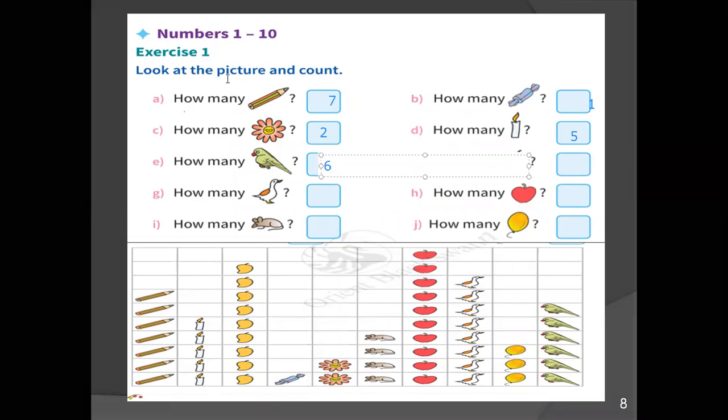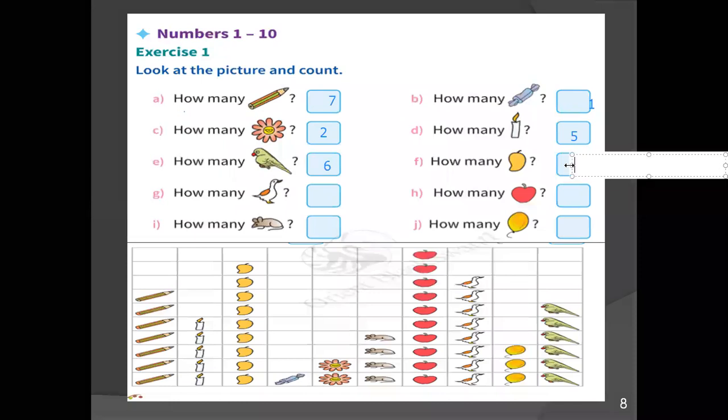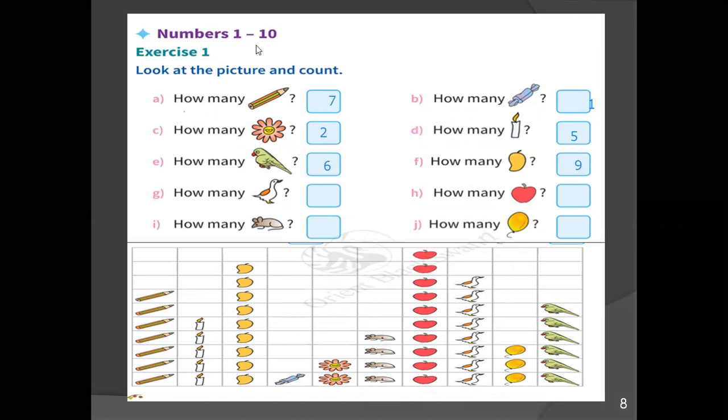6 here. Okay. Next. How many mango? 1, 2, 3, 4, 5, 6, 7, 8, 9. How many mangoes are there? Yes, 9 mangoes are there. We will write 9 here. Okay, next. How many? Duck. Where is the duck? Here, see. 1, 2, 3, 4, 5, 6, 7, 8. 8 ducks. We will write near the duck 8.